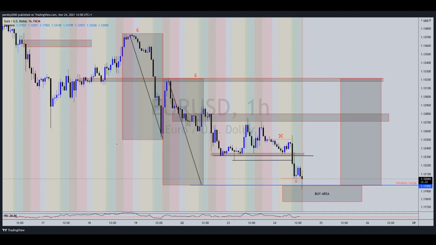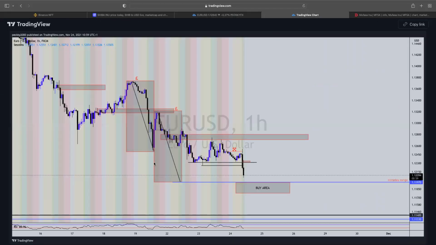This is what I marked out before it happened. This was when it hit my buy area, so you can see the time when it hit my buy area. And this is what we have right here. Before it actually hit the buy area, you can see it at 11970. So this was my point of interest. This is where I wanted to buy from.